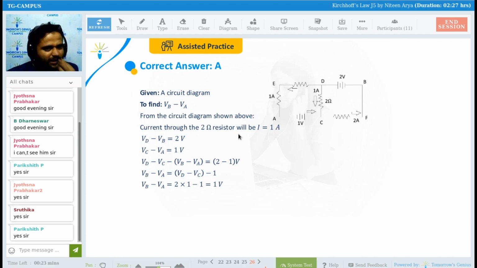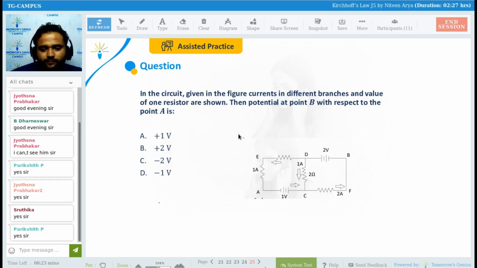So I equals V by R. V is 2, R is 2, that is 1. Okay, VD minus VB. Wait, I need to give you the proper diagram, then you will be able to understand.